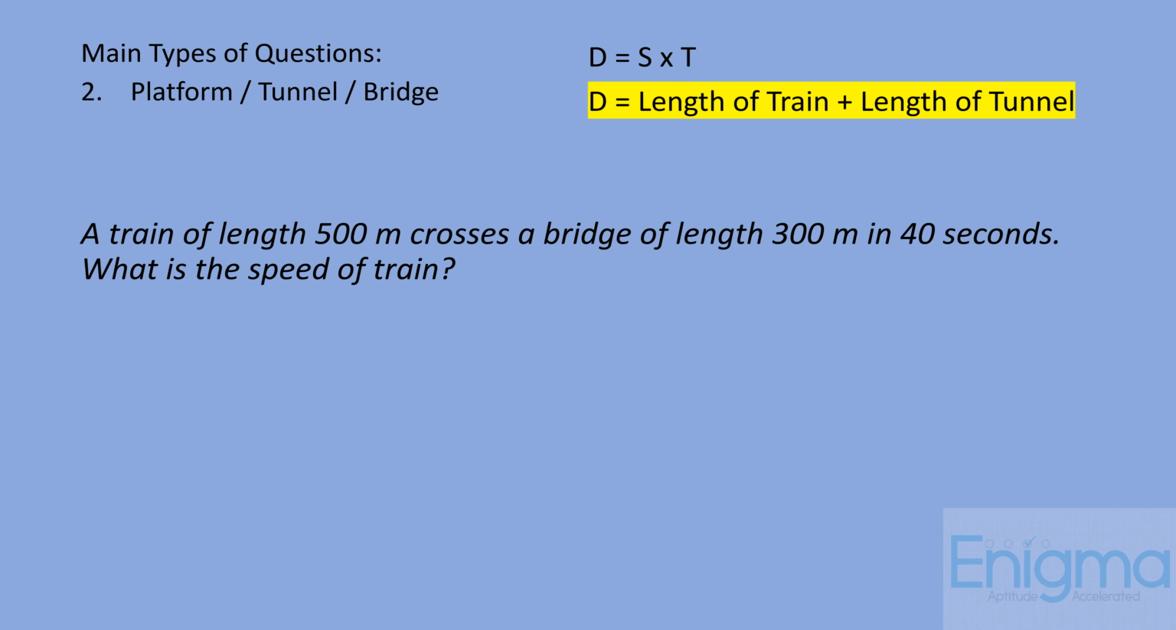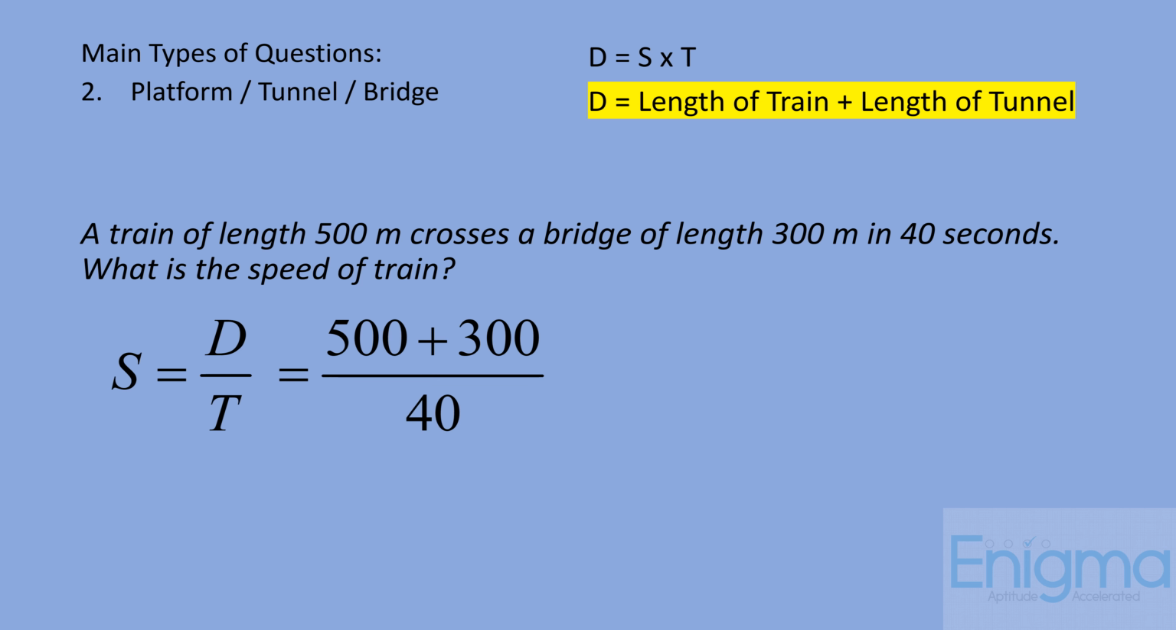A train of length 500 meters crosses a bridge of length 300 meters in 40 seconds. What is the speed of the train? Now here distance is equal to the length of the train plus the length of the bridge, because in this question we have a bridge. So therefore distance will be 500 plus 300 and time is given as 40 seconds. So the answer will be very simple, 800 upon 40, that is 20 meters per second.